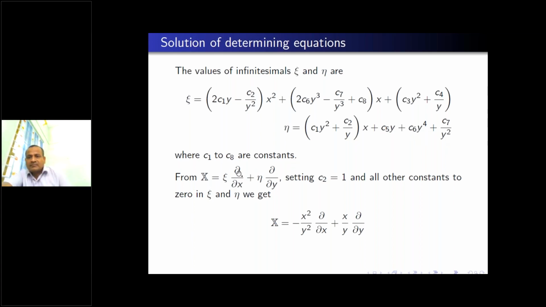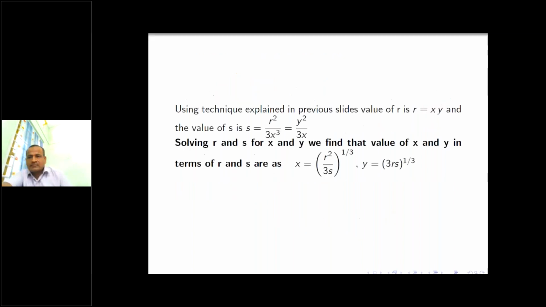Now from here, x is equal to xi del by del x, eta del by del y. Setting c2 equal to 1 and all other constants to 0 in xi and eta, because these are the constants, we can take any constant as 0 or 1. So we are in particular taking c2 equal to 1 and all other constants 0. We get x is equal to minus x2 x square upon y square del by del x plus x by y del by del y.